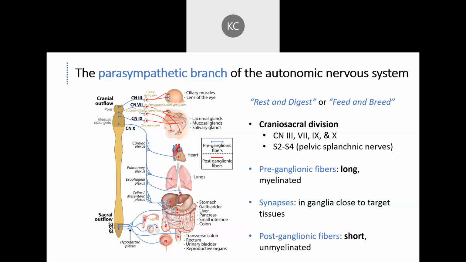Cranial nerve 7 is our facial nerve. This is sending autonomic parasympathetic fibers to many of our salivary glands, our submandibular as well as our sublingual salivary glands.